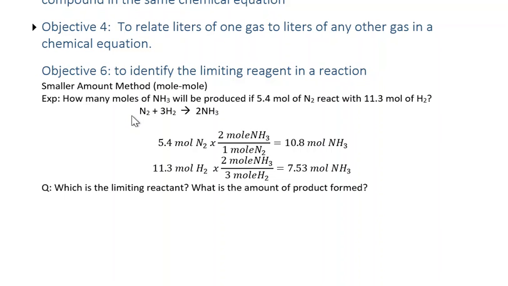So I assumed that I had 5.4 moles of nitrogen. That's what they gave me right there, so I just put that right up there. But if I have 5.4 moles of that, because the relationship between nitrogen and hydrogen is 1 to 3, I would need 3 times that 5.4 in order to have enough hydrogen. And I don't have that much hydrogen. I only have 11.3. So that's a second way to answer this same exact question.